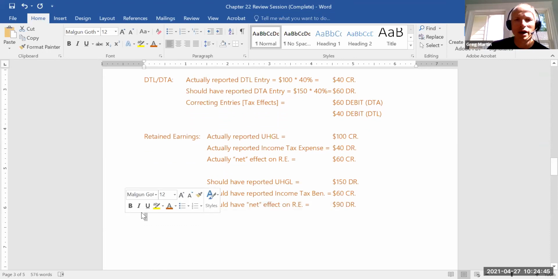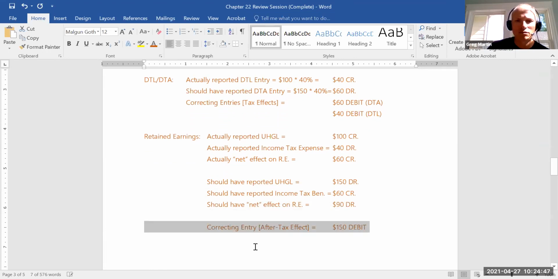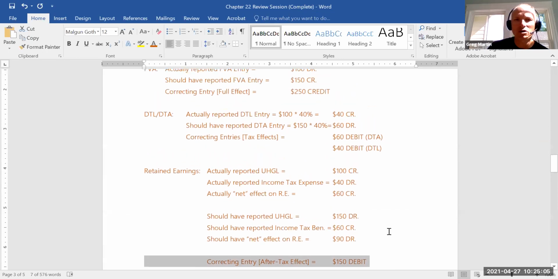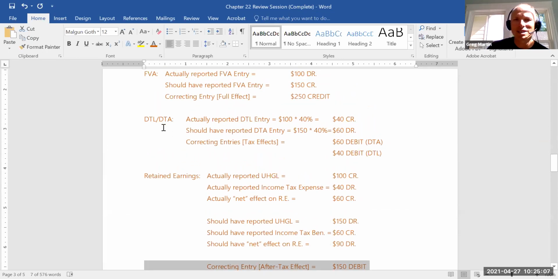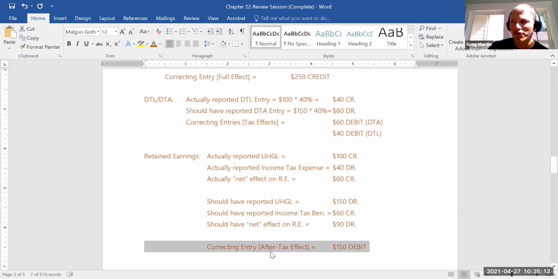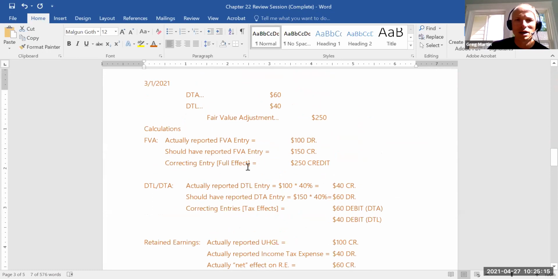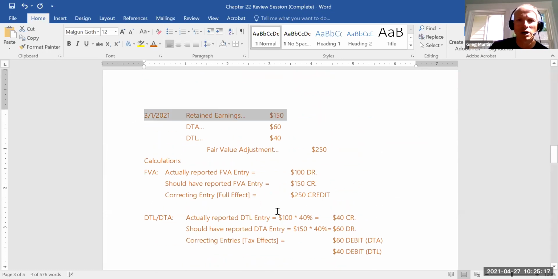So how do we reconcile that? The correcting entry would be a $150 debit to retained earnings. Again, we're going from a $60 credit to a $90 debit. And this is the after tax effect. So the fair value adjustment is the full effect. The DTL DTA is the tax effect. And the retained earnings is the after tax effect. And that would complete our journal entry. $150 debit to retained earnings.